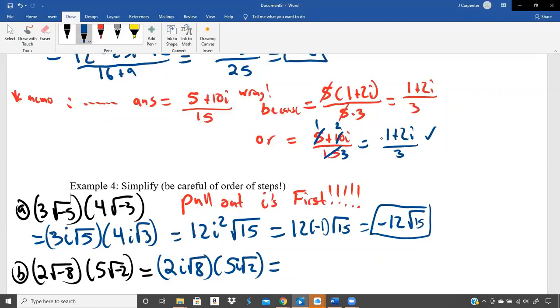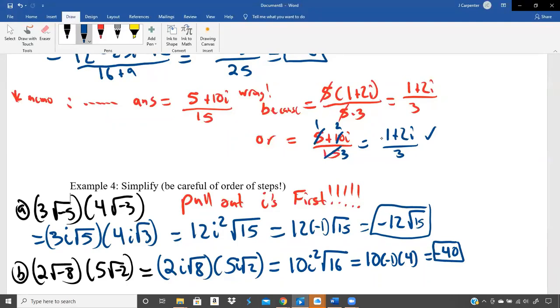2i times 5i, that's the outsides. 2 times 5 is 10. i times i is i squared. Then the insides. So we have our square root. 8 times 2 is the insides. 8 times 2 is 16. Well, square root of 16 is 4. i squared is negative 1. So this is 10 times negative 1 times 4, which is just negative 40.